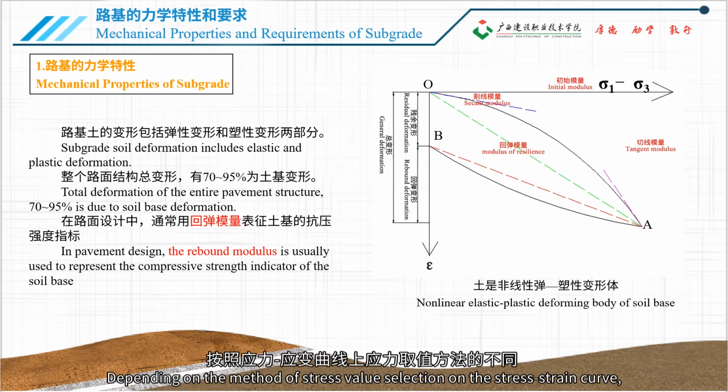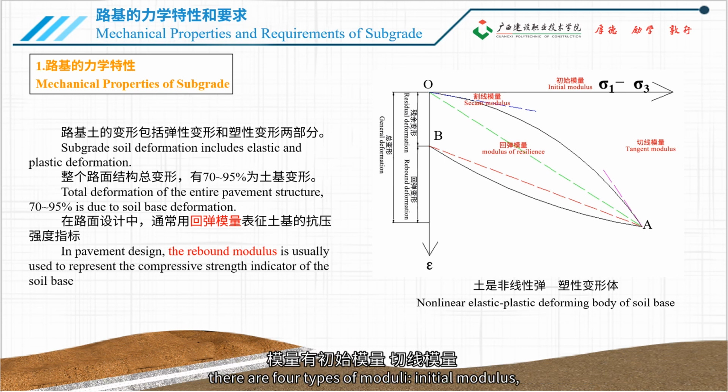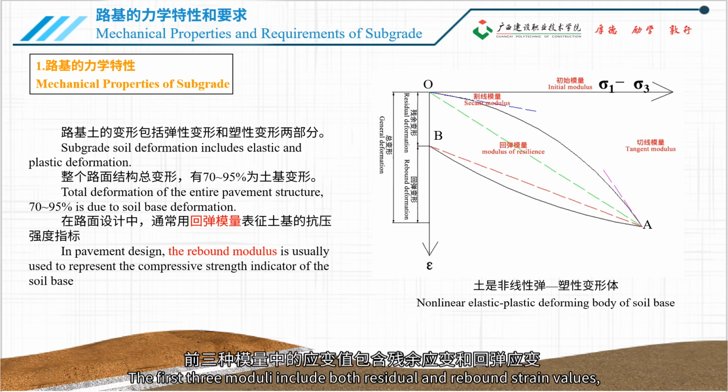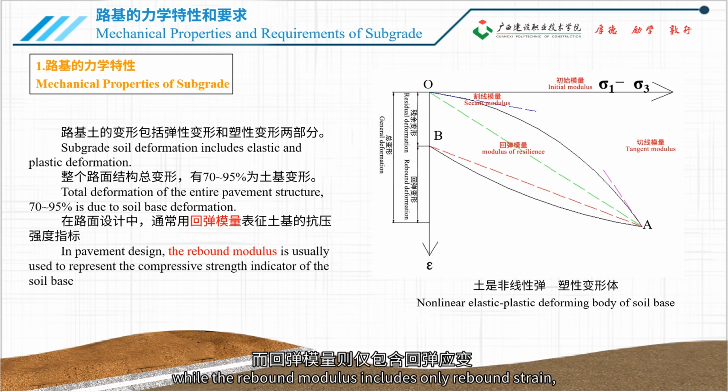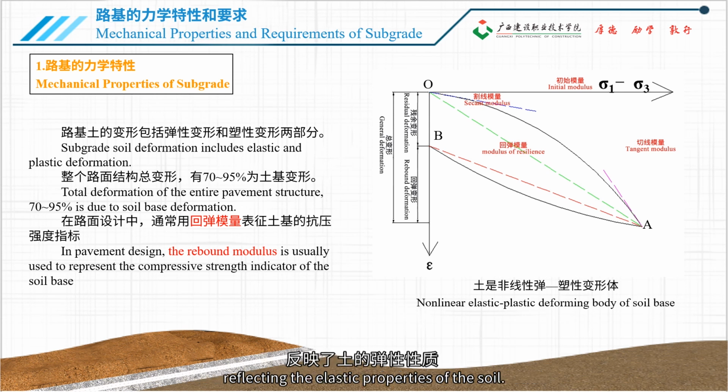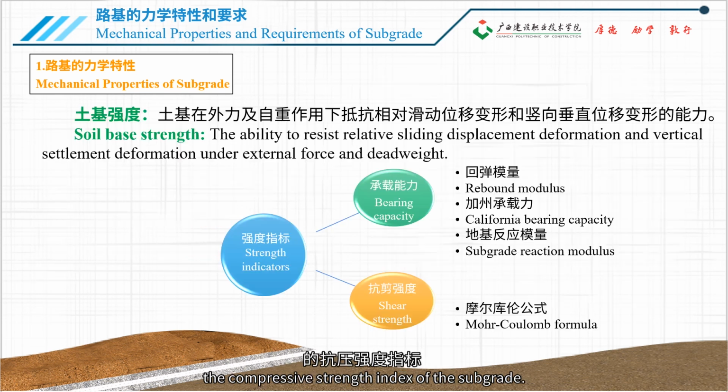Depending on the method of stress value selection on the stress-strain curve, there are 4 types of moduli: initial modulus, tangent modulus, secant modulus, and rebound modulus. The first 3 moduli include both residual and rebound strain values, while the rebound modulus includes only rebound strain, reflecting the elastic properties of the soil. In pavement design, the rebound modulus is typically used to represent the compressive strength index of the subgrade.